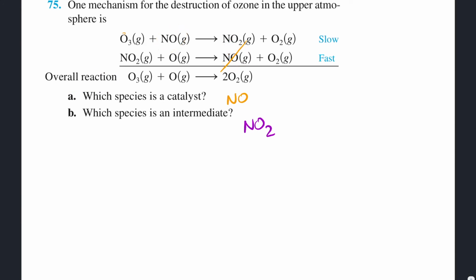So let me restate all that again. A catalyst is found in the beginning of the reaction and at the end of the reaction, and will cancel out, so it's not found in the overall reaction at the end. An intermediate will be produced as a product in the first reaction and subsequently canceled in the second reaction. And that will be an intermediate. So these are very subtle. They can be confused with each other, which is why I chose to bring this problem up. But I hope that made a little bit more sense and gave some insight into how that works.